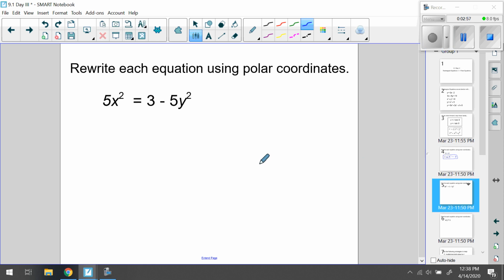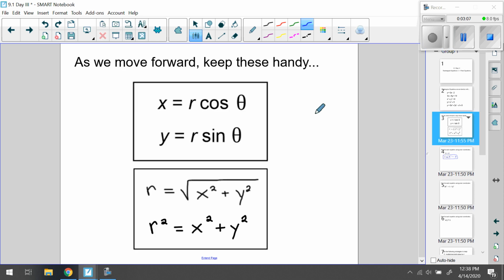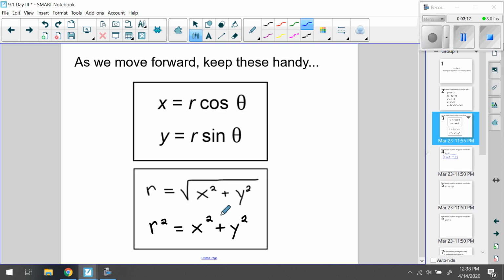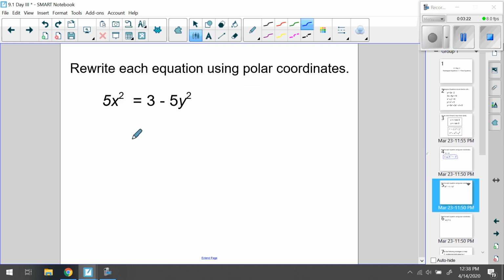Here's another example. This one's a little bit more involved. We have 5x squared equals 3 minus 5y squared. So on this one, again, if I look back at my choices here, does anything stick out to me? And I notice on this example, there's an x squared and a y squared. And one of my choices suggests that that is equal to r squared. And so I'm thinking if maybe we could rearrange this equation so that we can get x squared plus y squared together. So my first thought is, why don't we move the 5y squared term over to the left side?